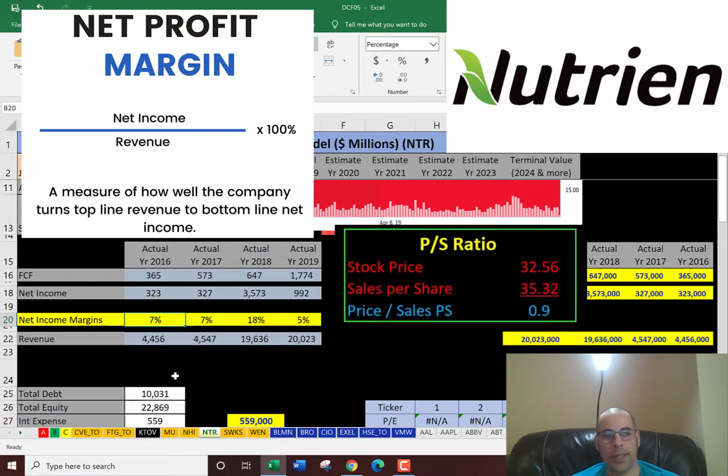In 2016 and 17, it was 7%. But when their sales jumped up to 19 billion, the net income margin jumped up to 18%, so they converted a lot of that revenue into net income. As you can see, the net income went up from 327 million to 3.6 billion. But in 2019, it's at the worst levels. It's at 5% net income margin, so they only converted 5% of their revenue into net income. So price to sales is good if it's low, but it doesn't indicate whether the company can convert that into net income, which is really important.